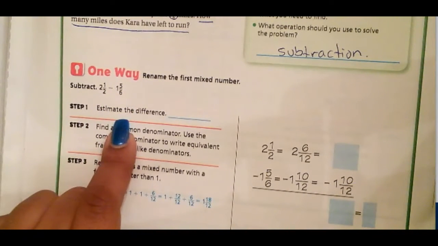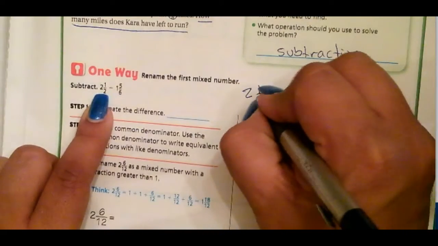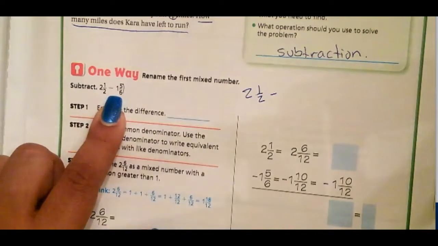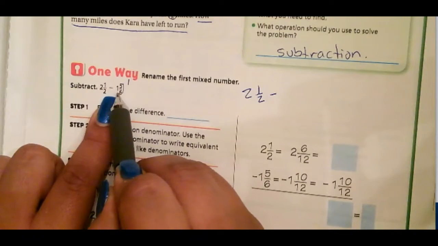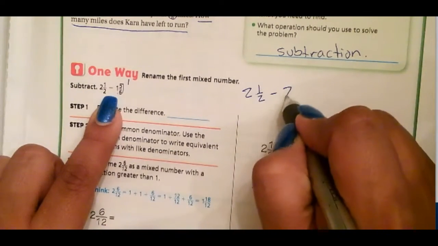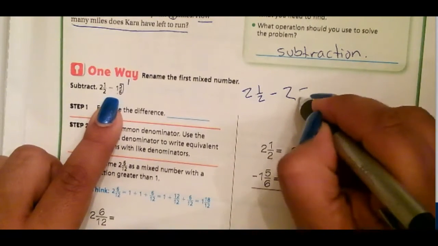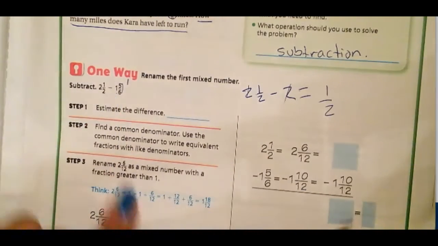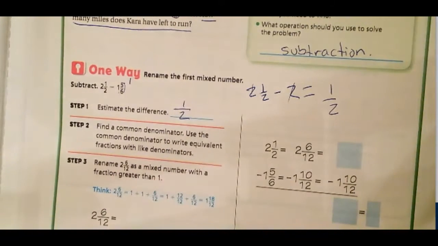Good practice is to first estimate. That's our first step, to estimate. We already have 2 and 1/2, and that's an easy number, minus 1 and 5/6. 5/6 is close to 1, and we already have a whole, therefore 1 and 1 equals 2. So I'm going to subtract 2 and 1/2 minus 2, and that equals 1/2. Pretty much just taking away the whole numbers. So when I estimate my difference, my answer is 1/2.